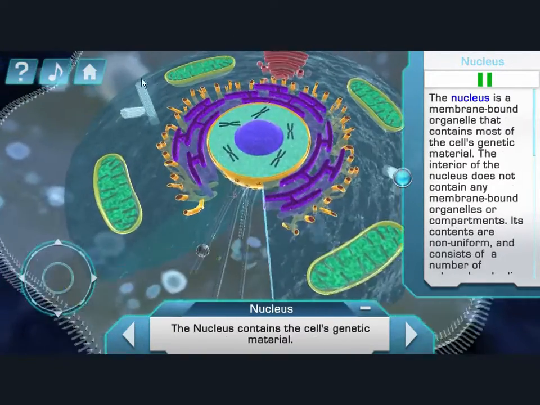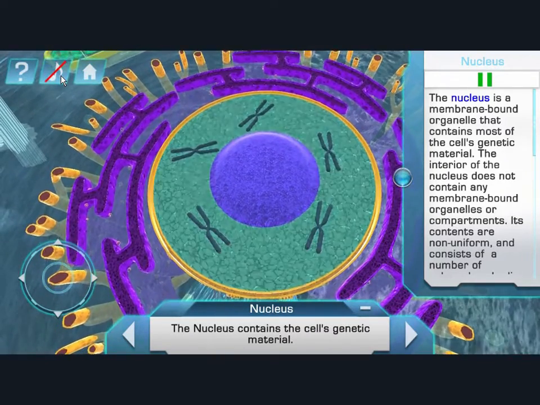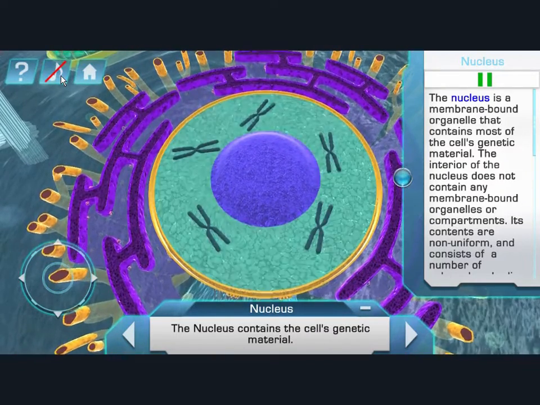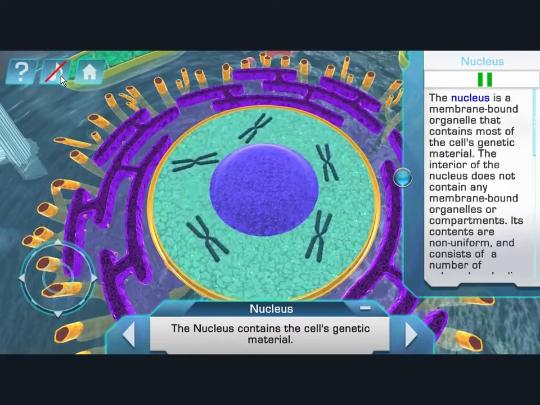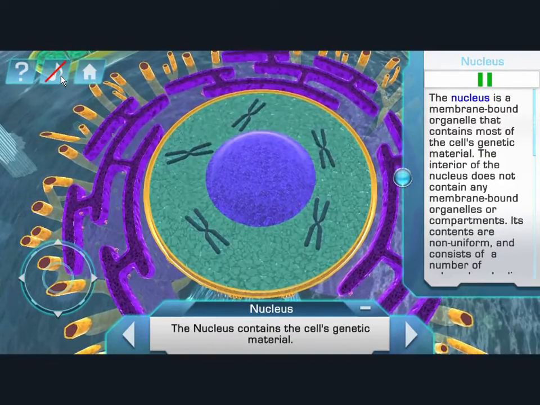That contains most of the cell's genetic material. The interior of the nucleus does not contain any membrane-bound organelles or compartments. Its contents are non-uniform and consist of a number of subnuclear bodies like the nucleolus.